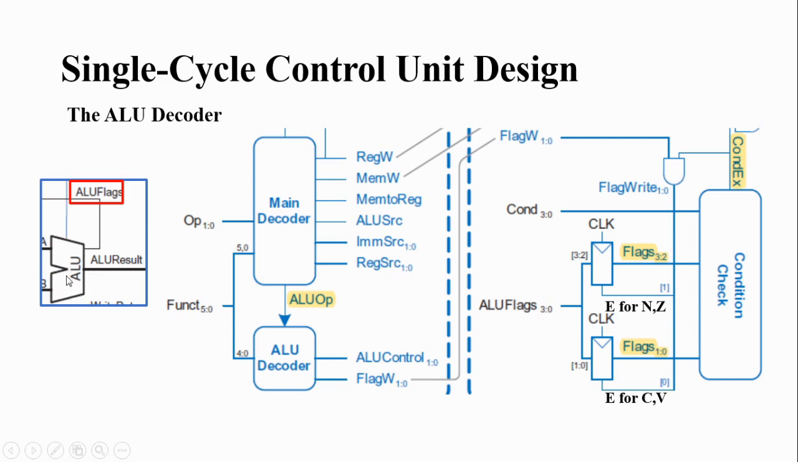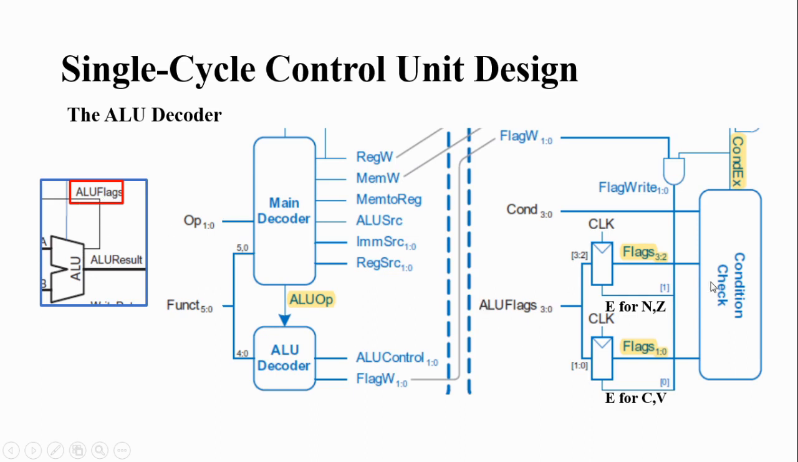If you are performing an add operation, say FF plus FF, you will have the carry flag set. So based on the operation, the ALU flags will be set by the ALU. This flag signal has 4 bits, connected here, and the 4 bits will be set by the ALU. Why 4 bits? Because 4 flags are there: N, Z, C, V. Based on this ALU operation, whatever you have done, any of those 4 flags will be set.